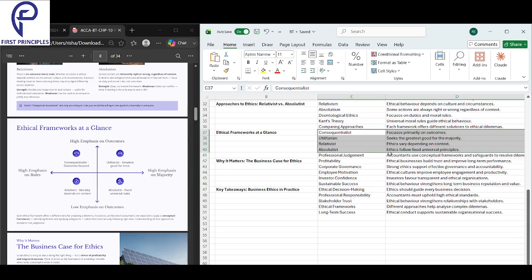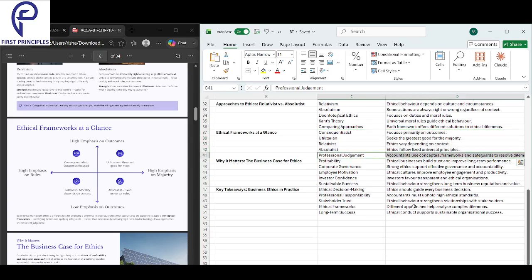Like if there's a person who's committed a murder as a response, as self-defense, right? So the context is different. He's done the same activity, but the context was different. And some things are wrong irrespective of context. Some things you should not do irrespective of context. So that is absolutist. Relativist, it depends upon situation to situation. Utilitarian, whatever is good for the majority. Consequentialist depends on outcome. And then we have professional judgment.